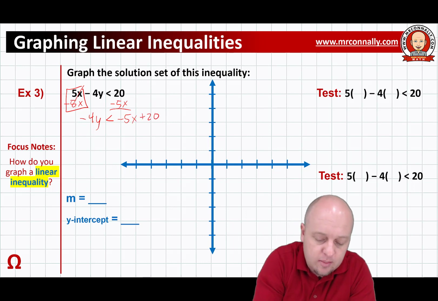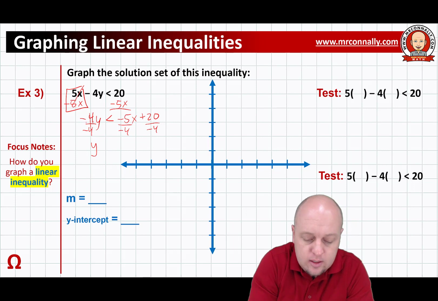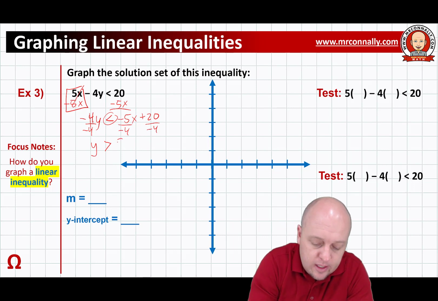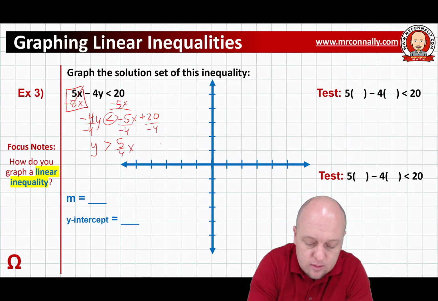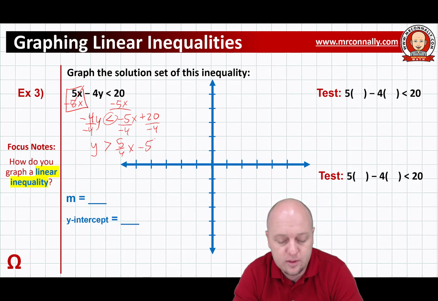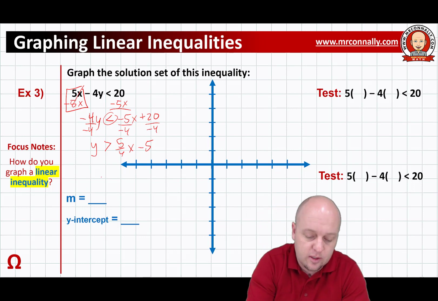And now I divide everything by negative 4. And I get y. Now I divided by a negative number. Remember, we've got to reverse the symbol. It's actually going to be, instead of less than, it changes to greater than, because my slope went from being a negative number to now it's going to be a positive 5/4 and then minus 5. Okay, so y is greater than 5/4 x minus 5. This has a slope of 5/4 and a y-intercept of negative 5.